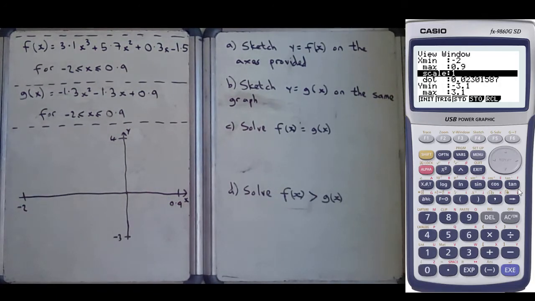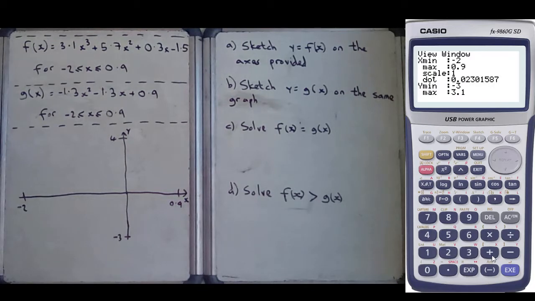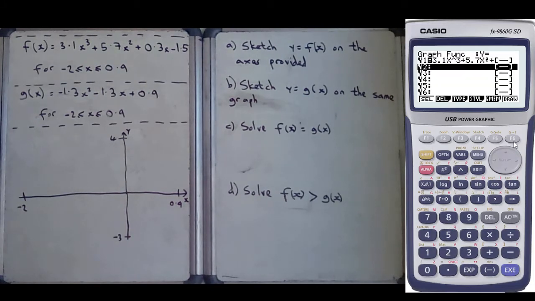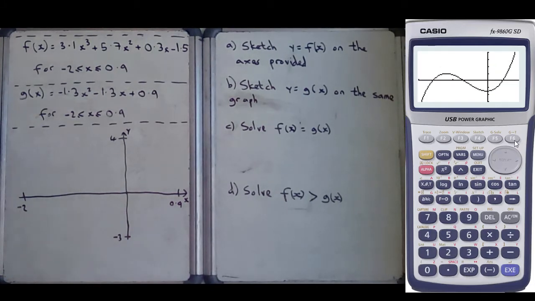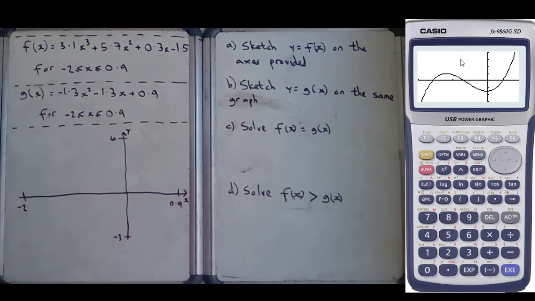I'm not going to change the scale, I'm not going to change the dot. So y min is minus 3 and y max is 4. So execute, execute and draw again, F6. And you can see it looks a lot clearer now. So as I was saying, this screen here on the calculator is exactly this. So I can now transfer this.